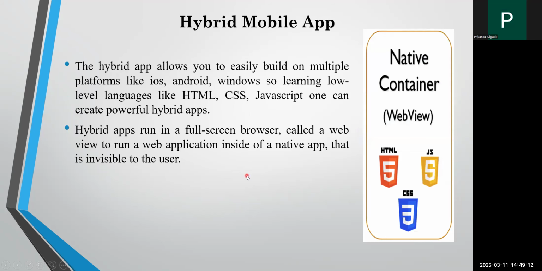Coming to hybrid application. Hybrid is a combination of native as well as mobile web, and that's the reason the name is hybrid. Although hybrid applications are quite slow compared to native and mobile web, they function according to the user experience only. But these applications are quite slow.